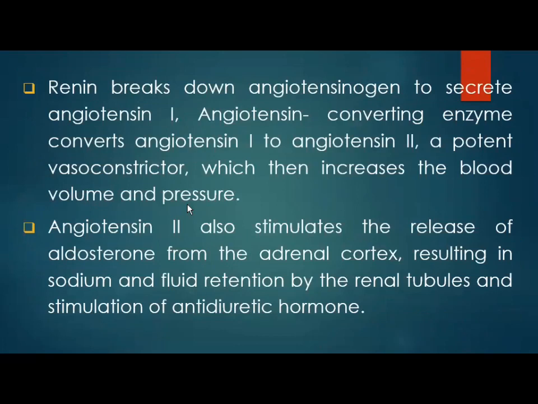The renin breaks down angiotensinogen to secrete angiotensin 1. Angiotensin converting enzyme converts angiotensin 1 to angiotensin 2, a potent vasoconstrictor, which then increases the blood pressure and volume. So these are the things that will happen. And remember, on vasoconstriction, I also explained this part. So this will further continue because of the reduced blood that is being supplied to the glomerulus.